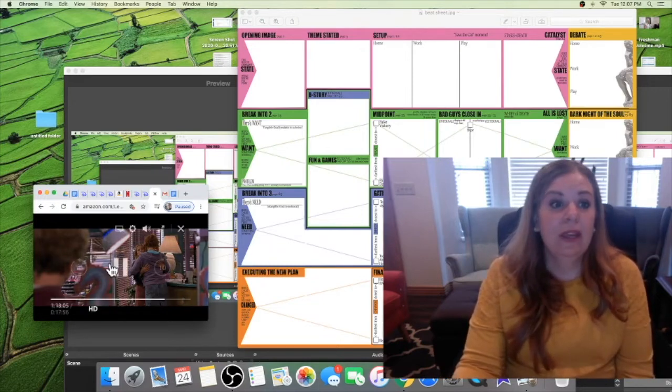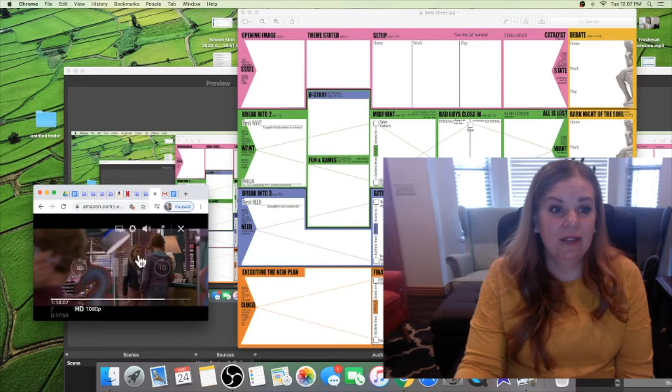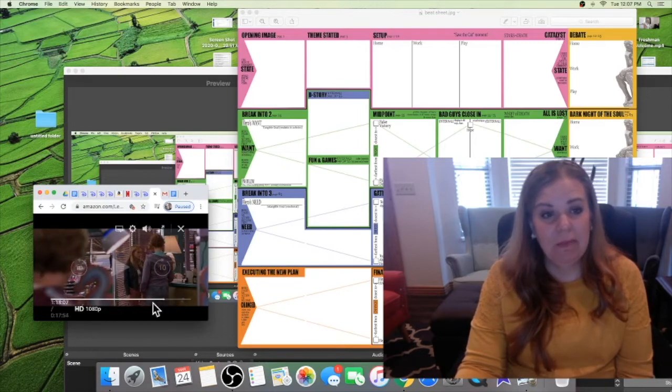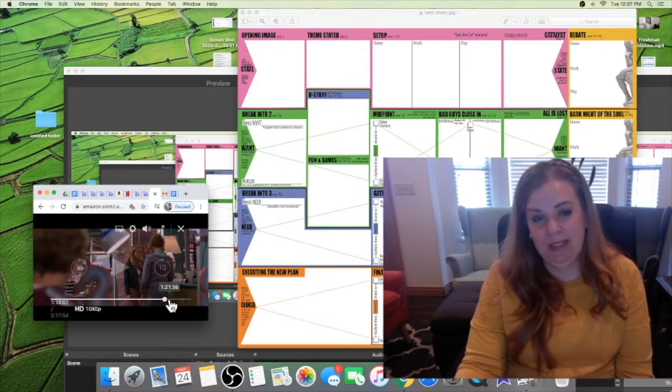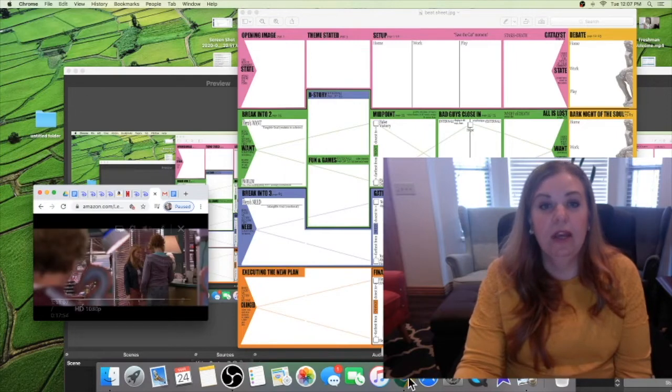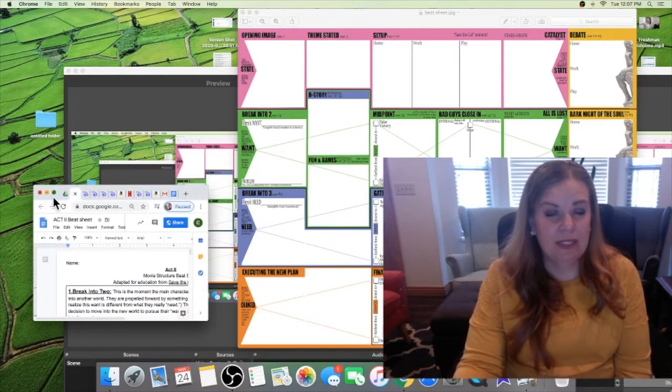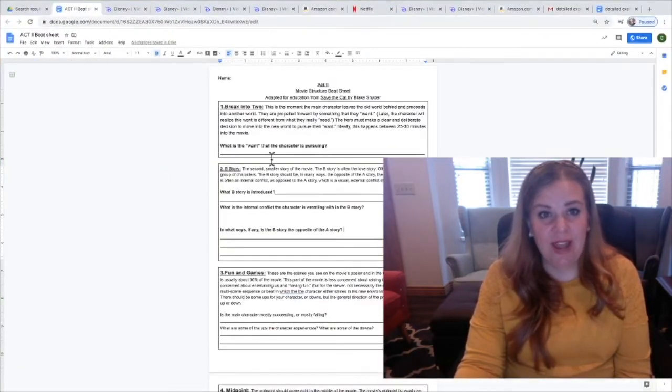So you're looking basically from about 20 minutes into the movie until about an hour and 20 minutes into the movie-ish. If you're going very much outside of that, you might be looking at the wrong section of the script. Once you've found your All is Lost and Dark Night of the Soul, you're ready to move on. So let's talk about the next sections of Act 2.